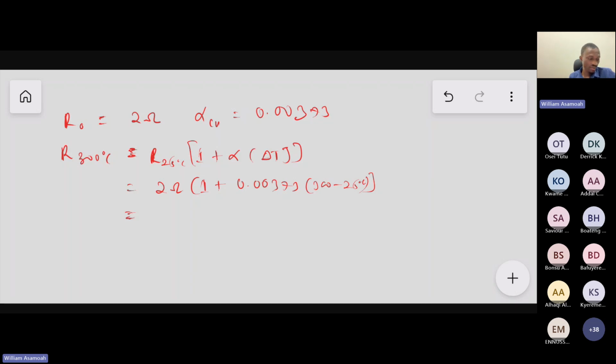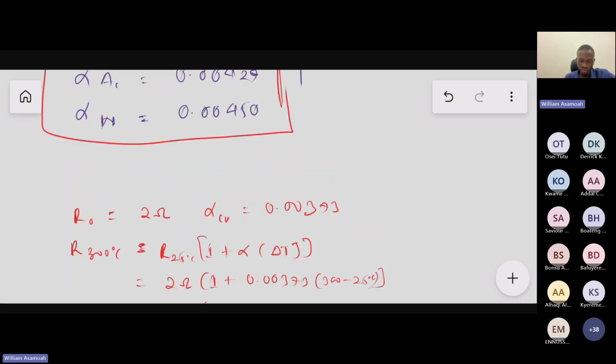275 times 0.00393 plus 1 will give us 2 ohms times 2.0808. You multiply by 2, and the resistance will increase to 4.1615 ohms. So you see that resistance depends directly on temperature, right?